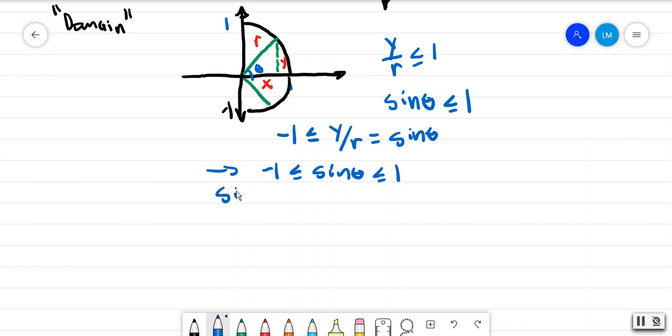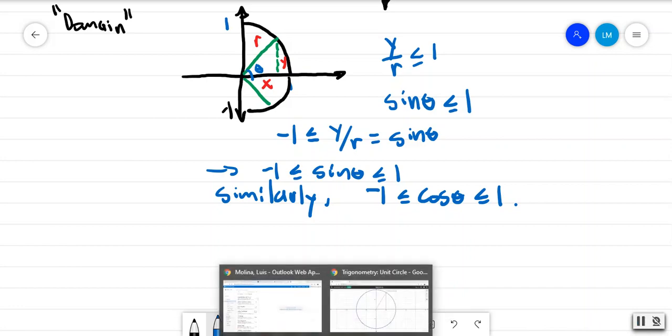But similarly, that means that -1 is less than or equal to cosine of theta, and that's less than or equal to 1. Okay, so that establishes the bounds for cosine and sine. Now, another thing we can do is look at, for example, the circle.